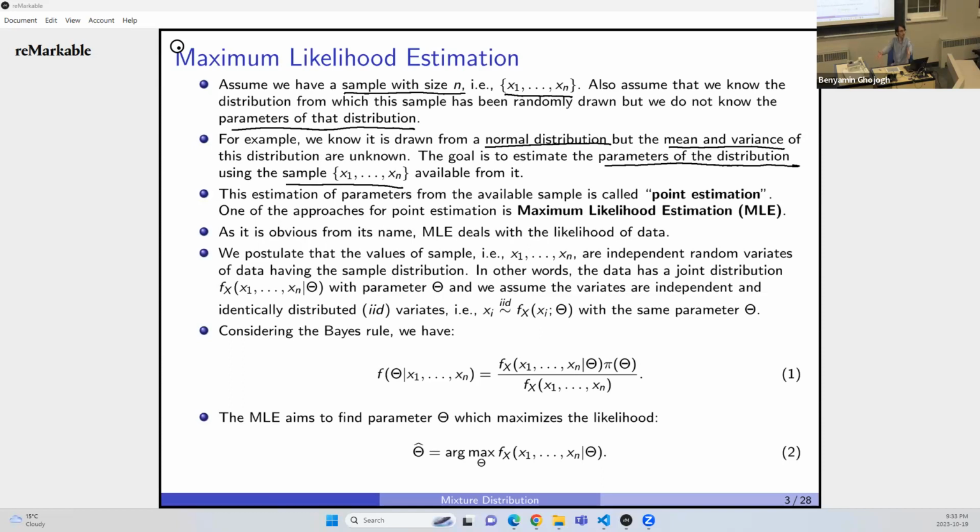So I have some sample, right? But I know they have Gaussian distribution, but I don't know the mean and the covariance. Let's estimate the mean and covariance using the sample, right? This is called point estimation in statistics. Okay. Then this estimation of parameters from the available sample is called point estimation. One of the methods for doing that is called maximum likelihood estimation.